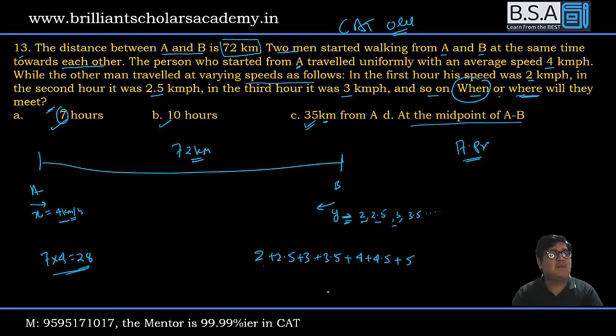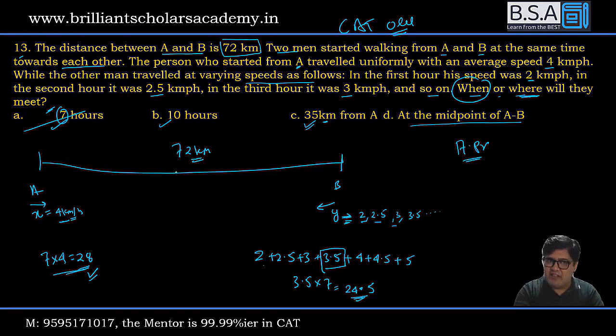So how much has this person traveled? In average, I have also trained you: the middle value is the average. When the numbers have the same gap, the middle value is the average. So 3.5 into 7, that is what he has traveled. That is 24.5 kilometers. Is the addition of 28 and 24.5 equal to 72? No. So the answer cannot be 7 hours. They cannot meet in 7 hours.